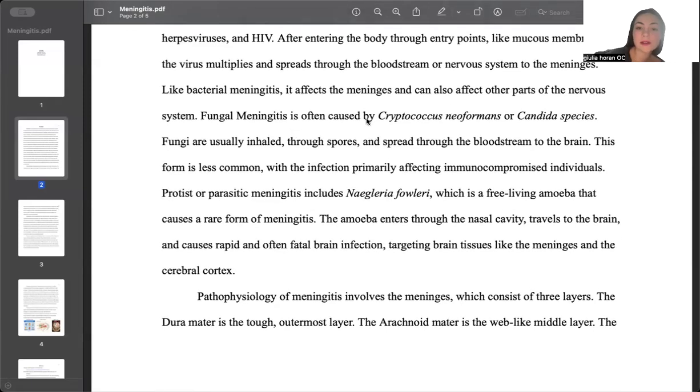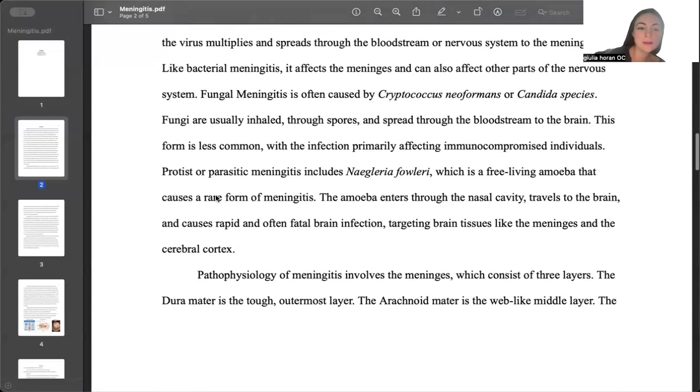Fungal meningitis is often caused by Cryptococcus neoformans or Candida species. Fungi are usually inhaled through spores and spread through the bloodstream to the brain. This form is less common, with infection primarily affecting immunocompromised individuals.